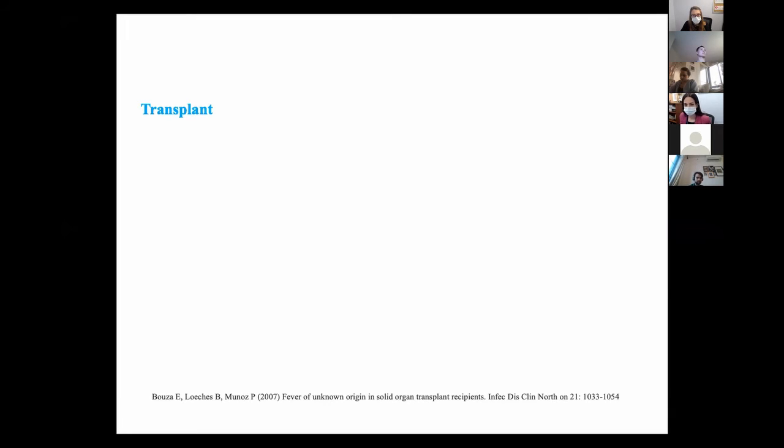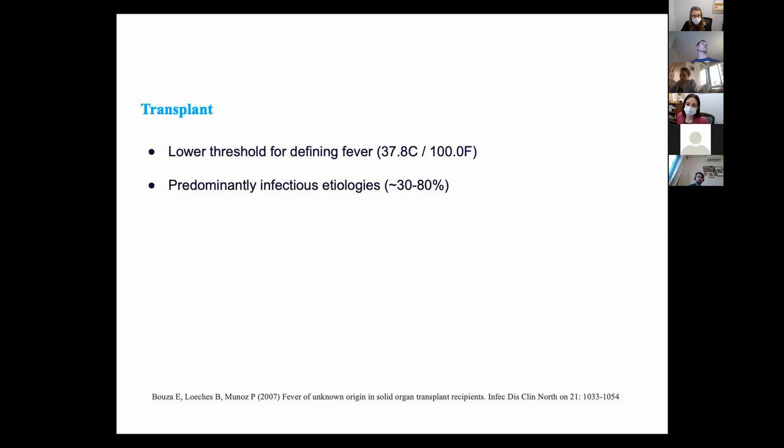Transplant, so these people are severely immunocompromised, and there's actually a lower threshold for defining fever in the transplant population, so it's only 100 Fahrenheit, 37.8 Celsius. Again, infections predominate. Bacterial and disseminated fungal disease are the most common. Certain viral infections do play more of a role in the transplant population, especially CMV and HHV6, which causes an encephalitic type picture in transplant patients.